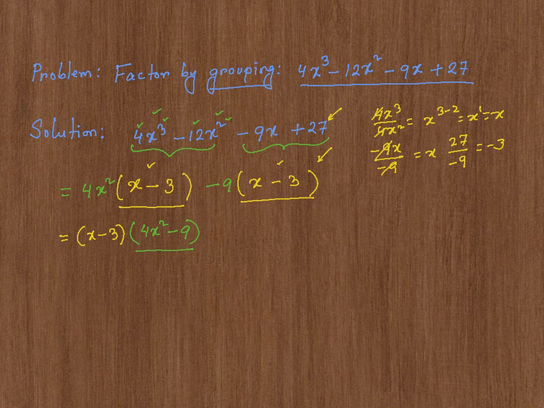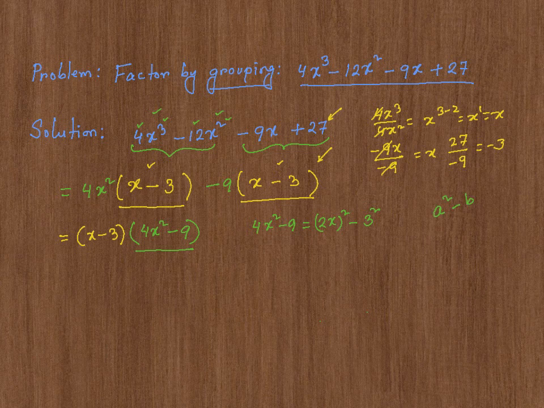Let's look at this, 4x squared minus 9. Note that 4x squared is (2x) squared. Why? 2x times 2x is 4x squared, and 9 is 3 squared, which is 3 times 3. Now that, by the way, gives me a new opportunity for factoring through difference of squares.